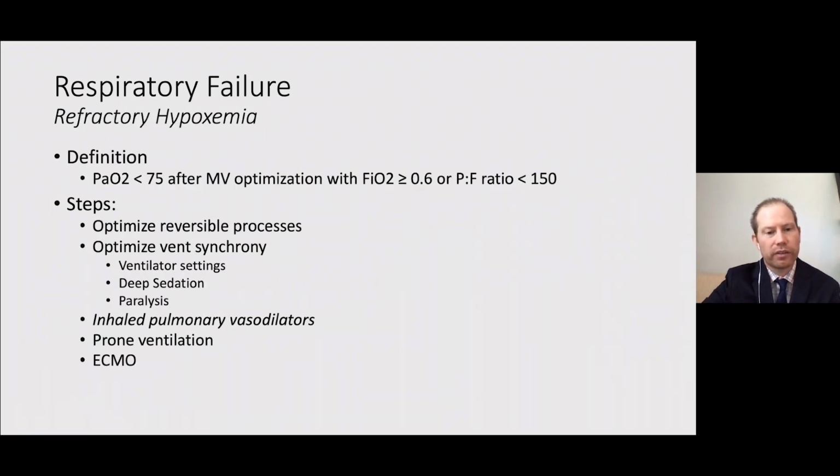Briefly about refractory hypoxemia, in part because this is the primary challenge that we face in COVID-19 patients who are extremely ill. So in general, although there's no firm definition for refractory hypoxemia, we define it as a PaO2 of less than 75 after mechanical ventilation optimization at relatively high ventilator settings. If we can, we try to reverse any processes that are ongoing, for example, by using renal replacement therapy or diuresis to remove extravascular or vascular volume, optimize vent synchrony, perhaps with ventilator settings or deep sedation, and then the use of paralysis and prone ventilation, and in some cases, ECMO.